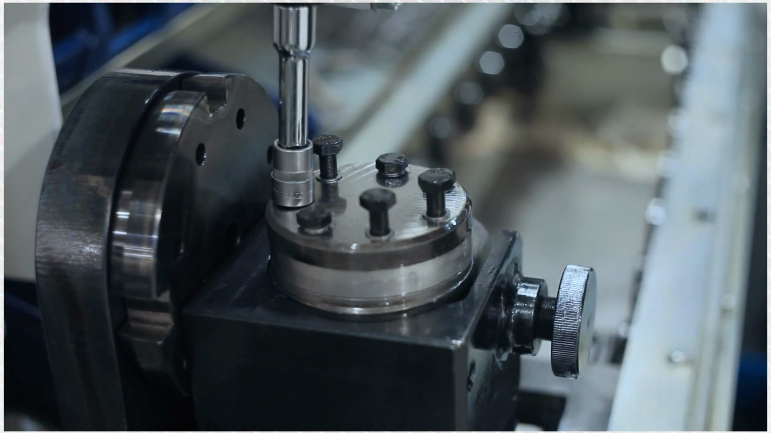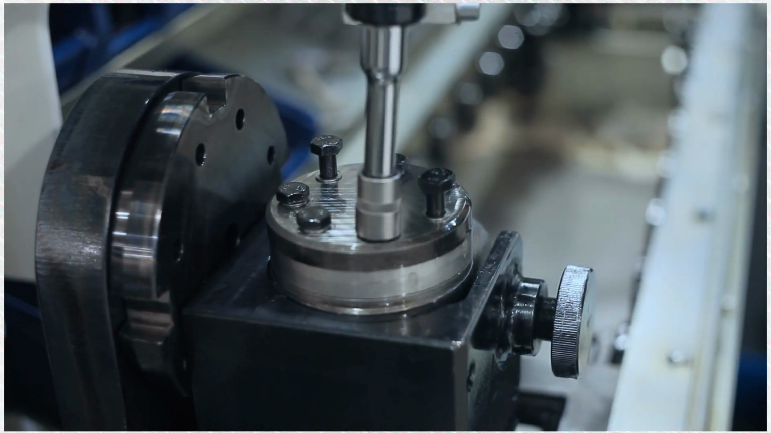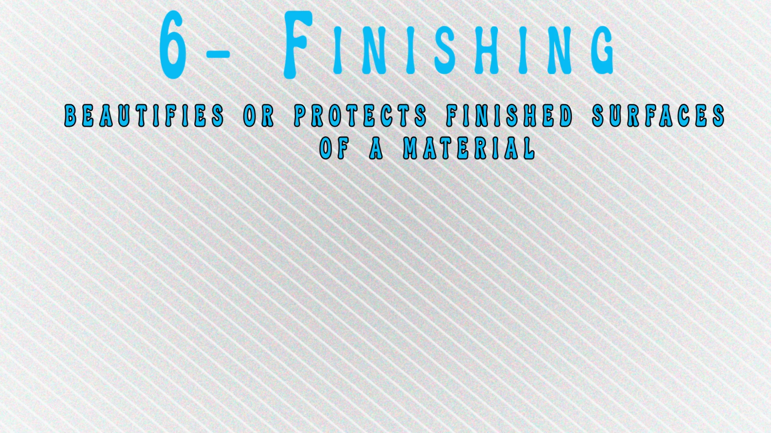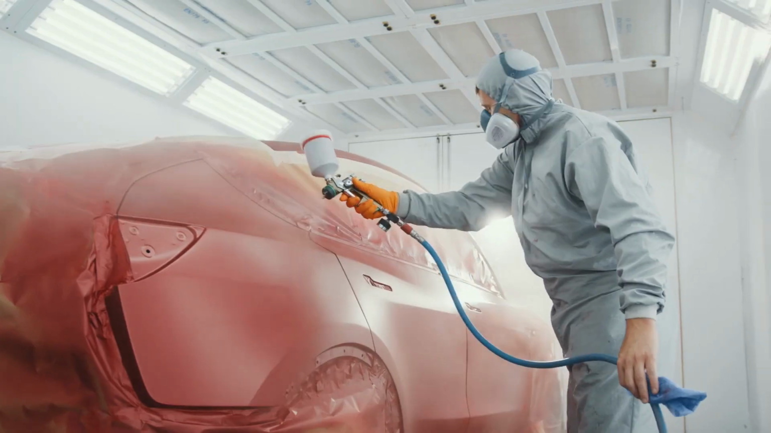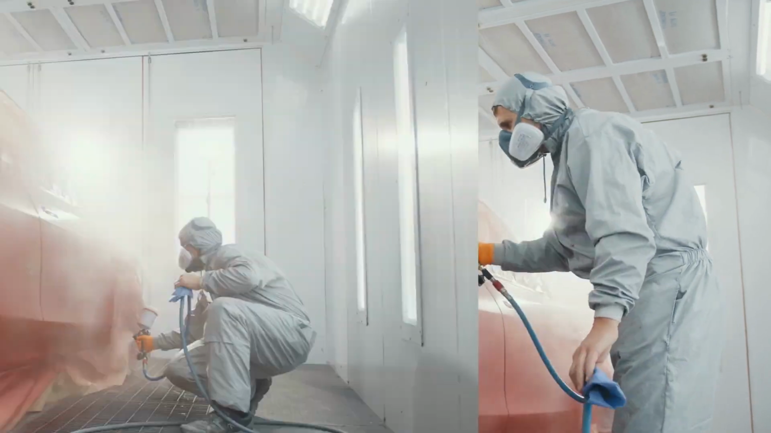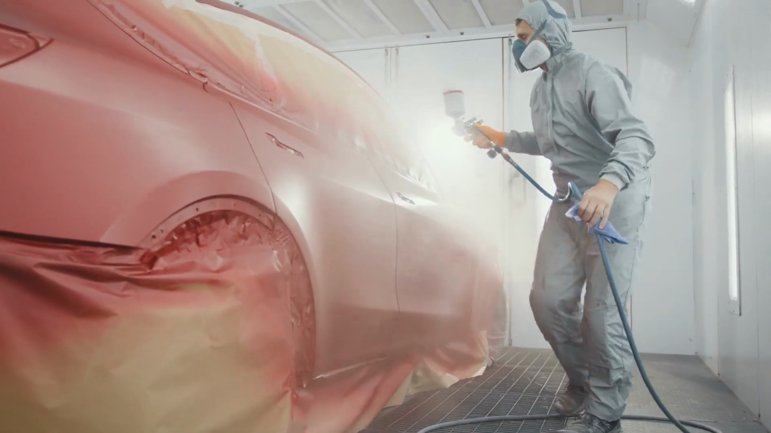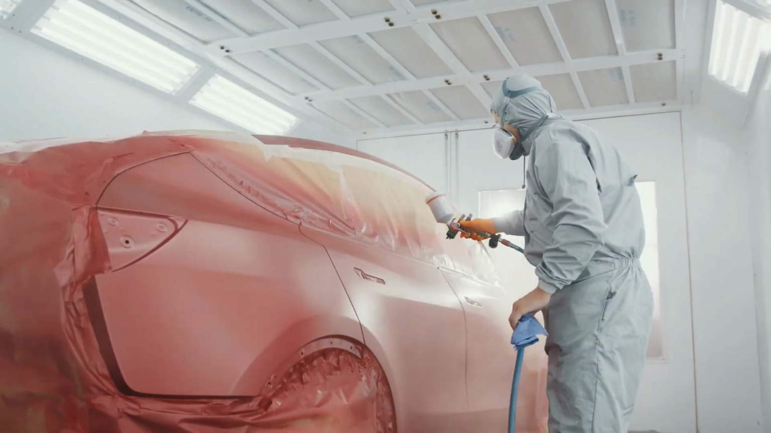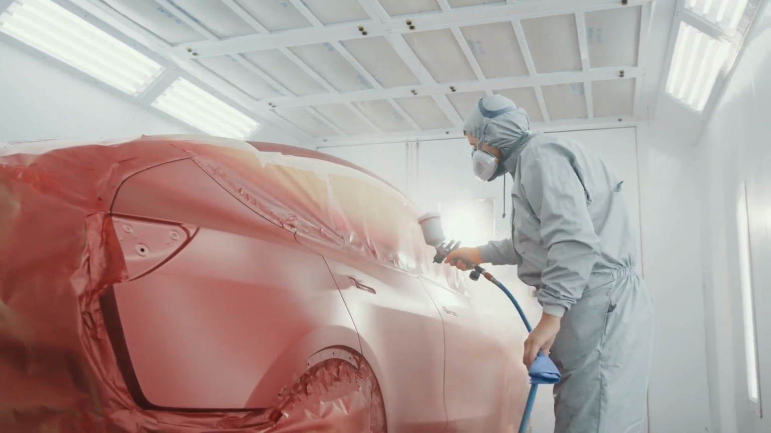And the last but not least processing technique we use is finishing. This is designed to beautify or protect finished surfaces of a material, either by coating or treating the surface of the material. Some techniques are painting, electroplating, galvanizing, or polishing.